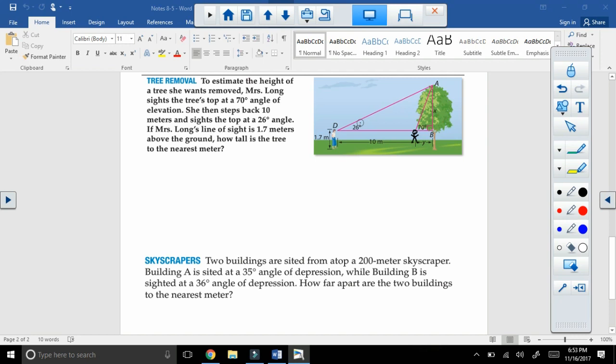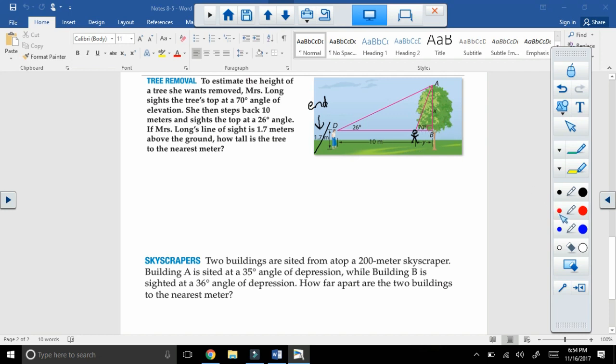So we actually have 2 right triangles here we can write ratios for. It says if Mrs. Long's line of sight is 1.7 meters above ground, how tall is the tree to the nearest meter? So I don't really need to worry about this part yet. This will be important at the end. I first of all want to just look at these 2 right triangles and set up sine, cosine, or tangent ratios for those. The problem is I have 2 variables. So what we're going to end up here with is a system of equations, and then we'll have to kind of put them together to solve.